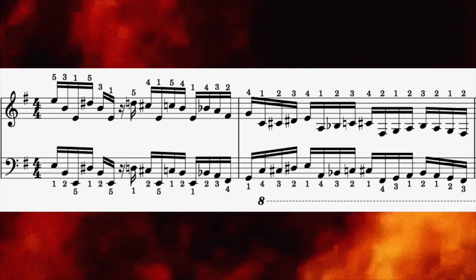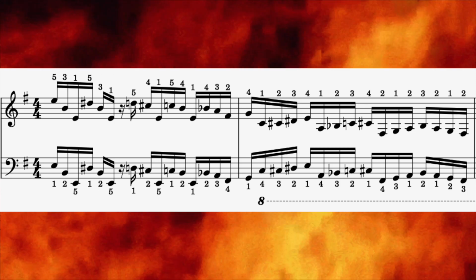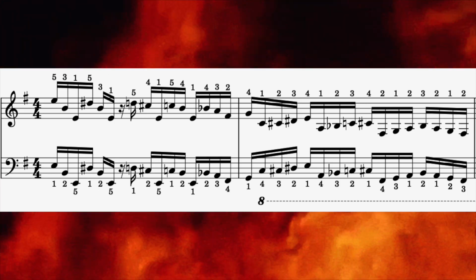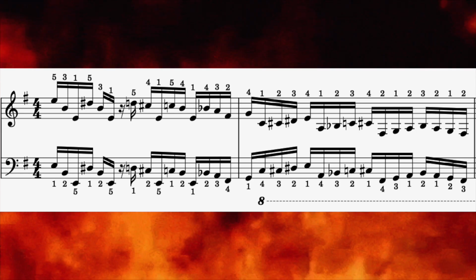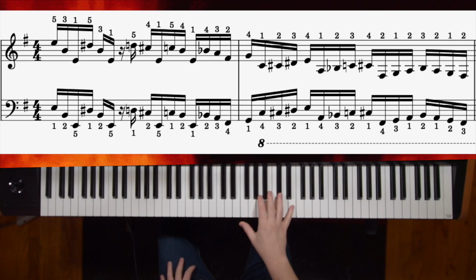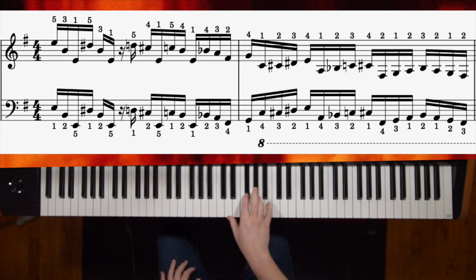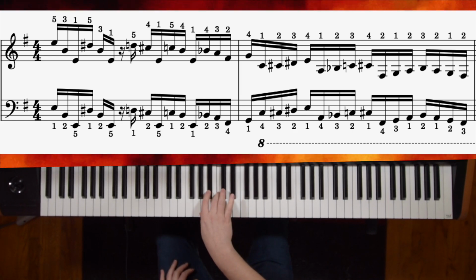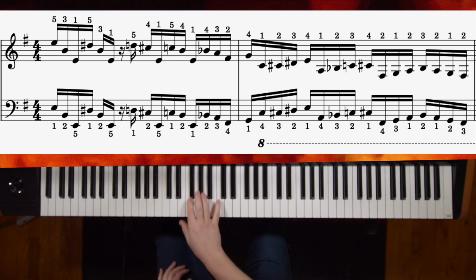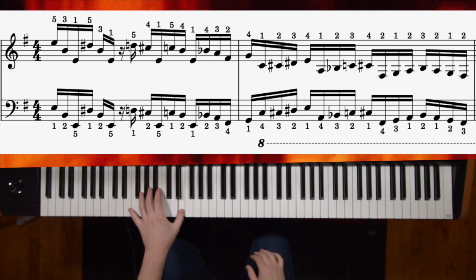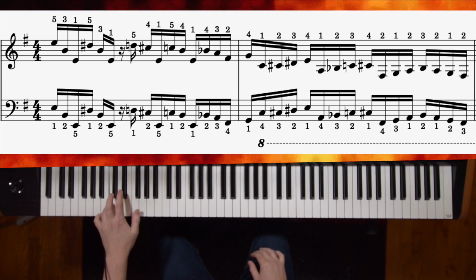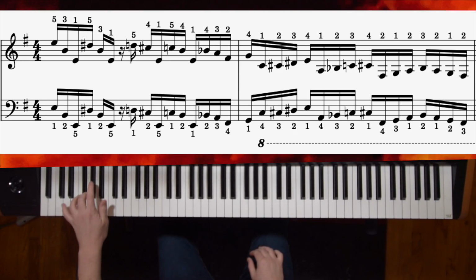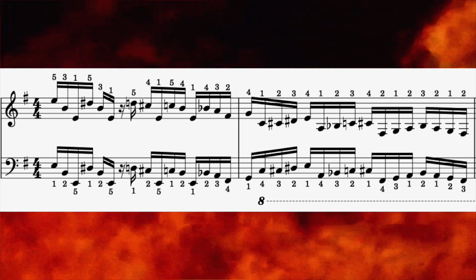The next measure is the same as the first measure with the hidden melody. The measure after that is the one that uses that C diminished scale. Also pay extra attention to the fingering in this measure. Let's see the right hand. Let's see the left hand. Let's do both hands.